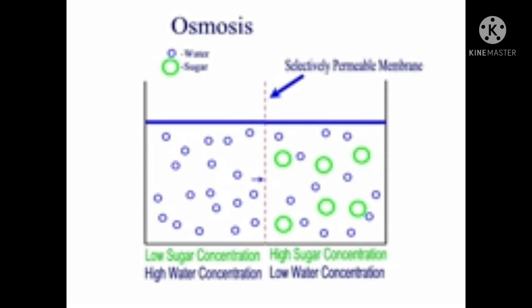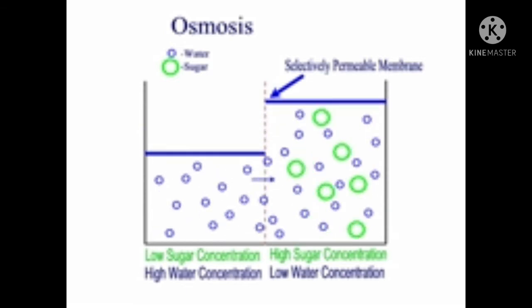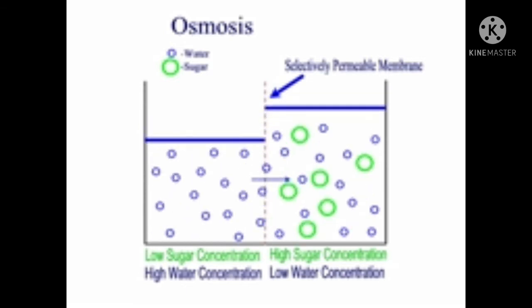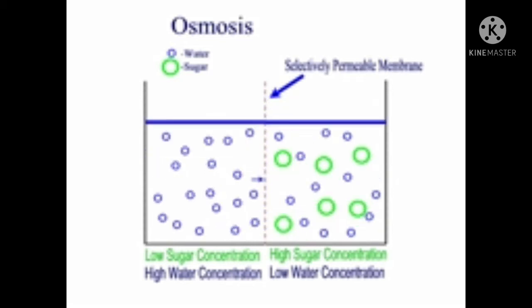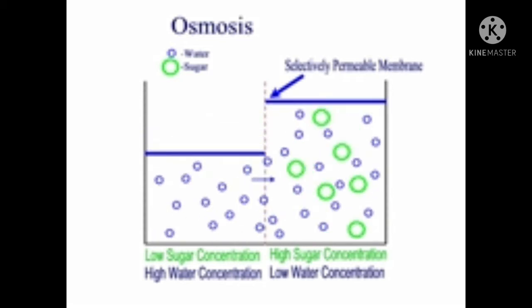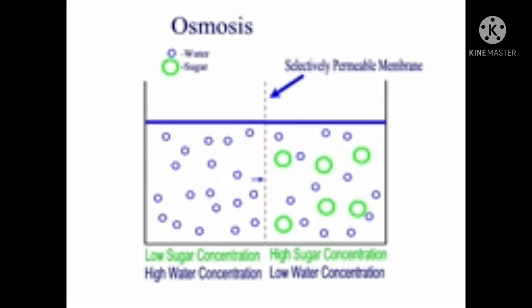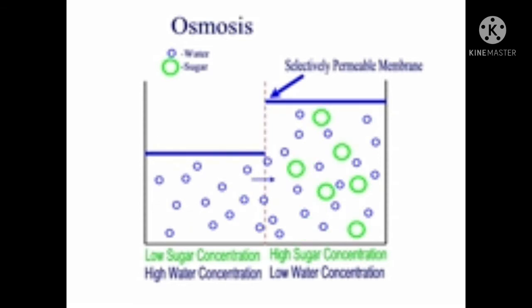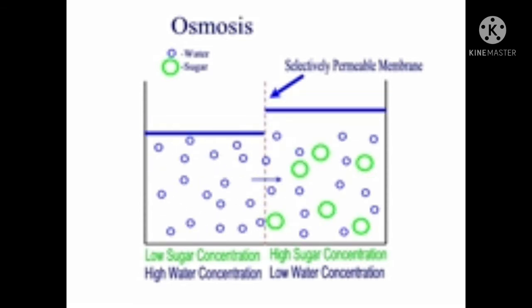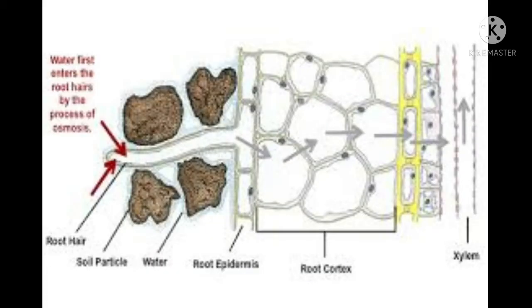Osmosis is a process by which water tends to move from less solute concentration region, that is high water region, to more solute concentration region, that is less water region, through a semi-permeable membrane. In the roots, every cell acts as an osmotic system. The cytoplasm lining of the cell wall acts as the semi-permeable membrane.